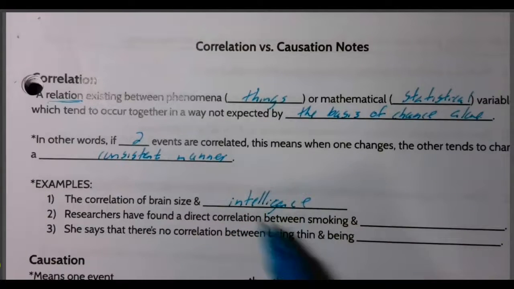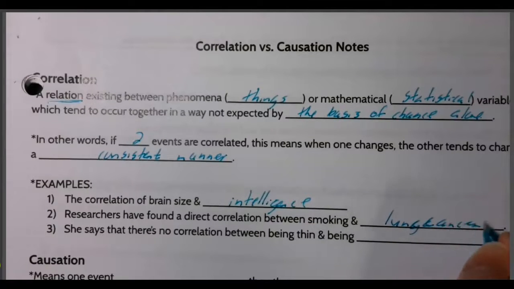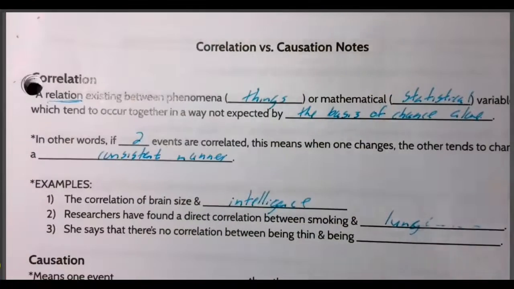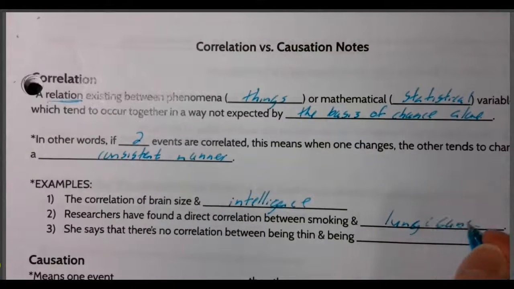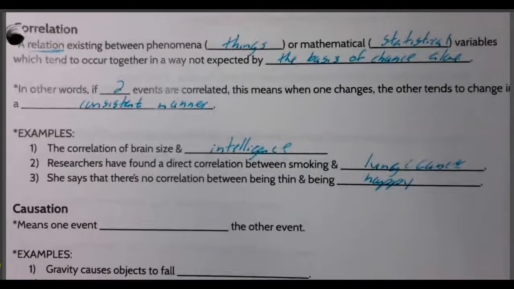Okay, researchers found a direct correlation between smoking and lung cancer. She says there's no correlation between being thin and being happy. Okay, so no correlation between being thin and being happy.